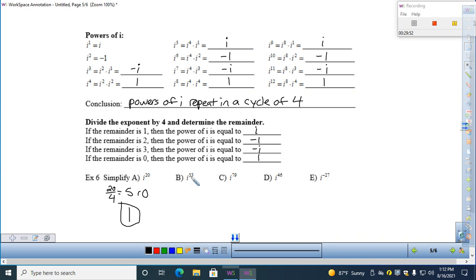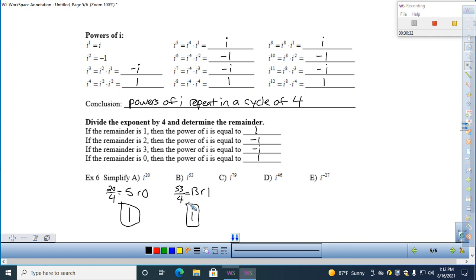i to the 53rd. So what I would do is just take 53 divided by 4. And again, you are more than welcome to grab your calculator here. If you did 53 divided by 4 on your calculator, you would get 13.25. So what that means is 13, and the 0.25 means 1/4. So it means we're 1 more in our cycle of 4. So the remainder is 1. 13 times, and we're 1 left over out of the 4. Well, of course, if my remainder is 1, then I know I'm in the top row, and it's just i.